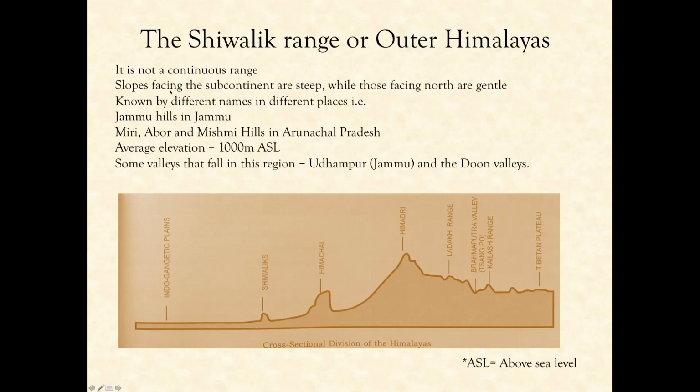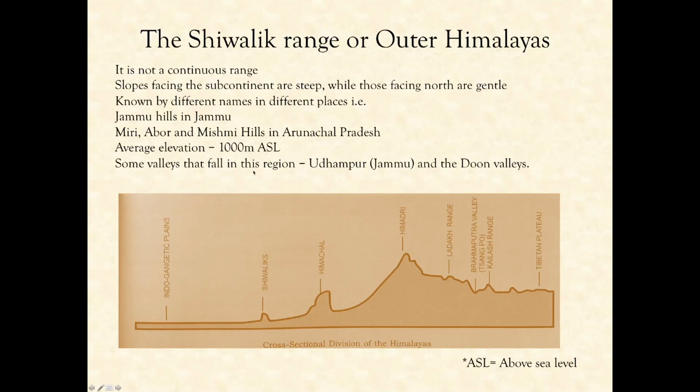And Shivalik range is known by different names in different places, like Jammu Hills in Jammu, Miri, Abor and Mishmi Hills in Arunachal Pradesh. Its average elevation is 1000 meters ASL. ASL means above sea level. I hope you know the meaning of above sea level. If you don't know, then you can mention it in the comment box.